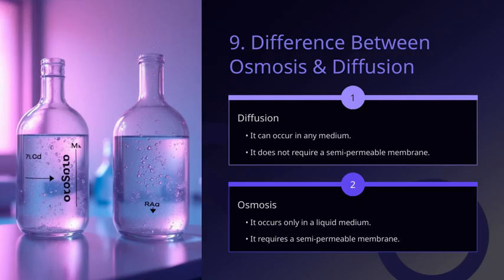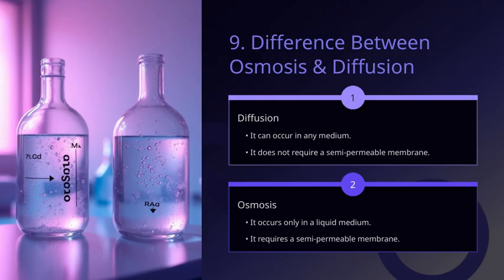On the other hand, osmosis is a specific type of diffusion that happens only in liquids. It involves the movement of water molecules through a semi-permeable membrane, which allows water to pass but blocks certain solutes. So, the key points to remember are that diffusion is more general and can occur in any medium without special structures, while osmosis is exclusive to liquids and requires that semi-permeable membrane to control the movement.